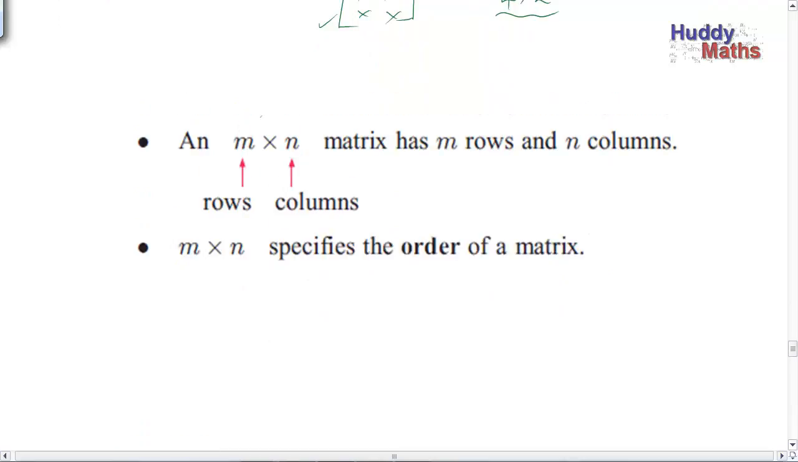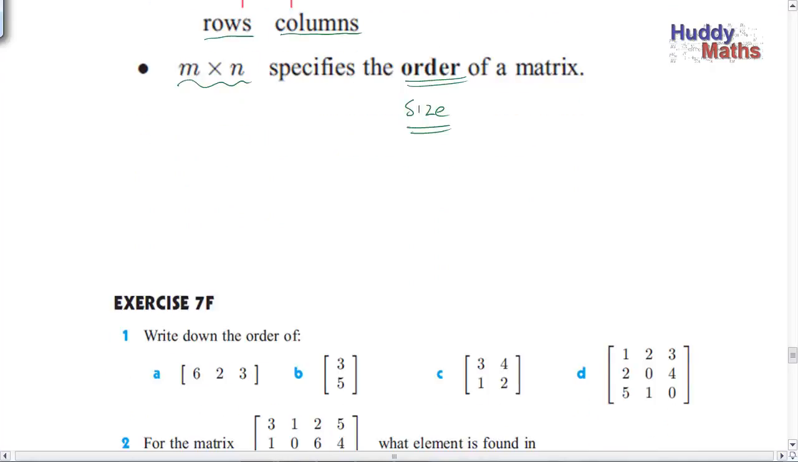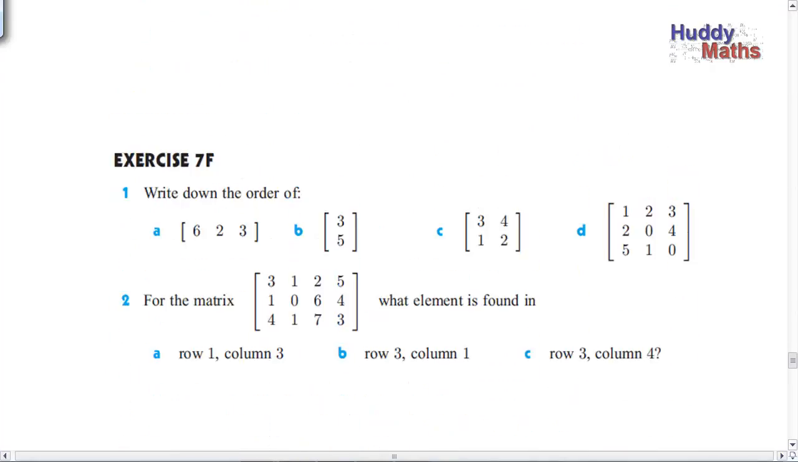All right, so here we are. What's the summary? If we say it's an M by N matrix, the rows are M and the columns are N. It's M rows, N columns. And so when we say that, it's called the order or size of a matrix. So what we're doing now is developing some words to make it easier to describe what sort of matrix we're looking at.